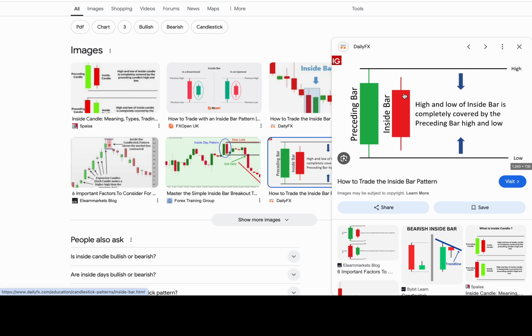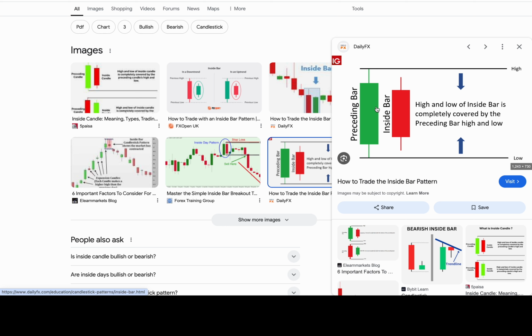The actual inside bar I like to refer to as the child candle. Does that make sense? The preceding bar is the mother candle, and the actual inside bar is the child candle, because the child candle, the inside bar, is inside the range of the mother candle, aka the preceding bar.